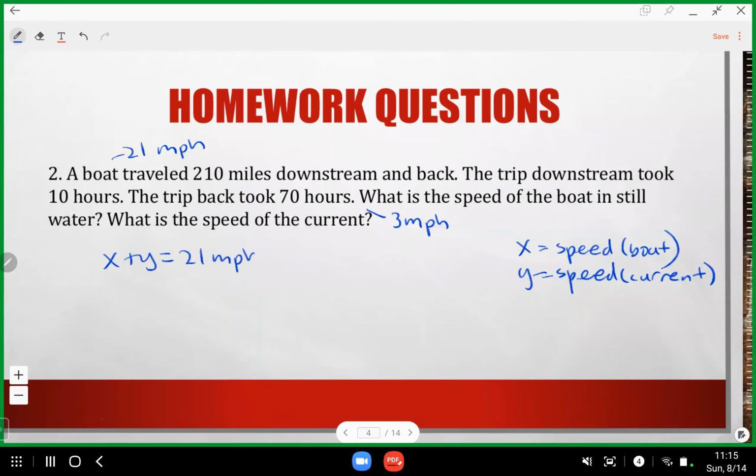And we know the way upstream is the speed of the boat minus the speed of the current. So x minus y is equal to 3 miles per hour.